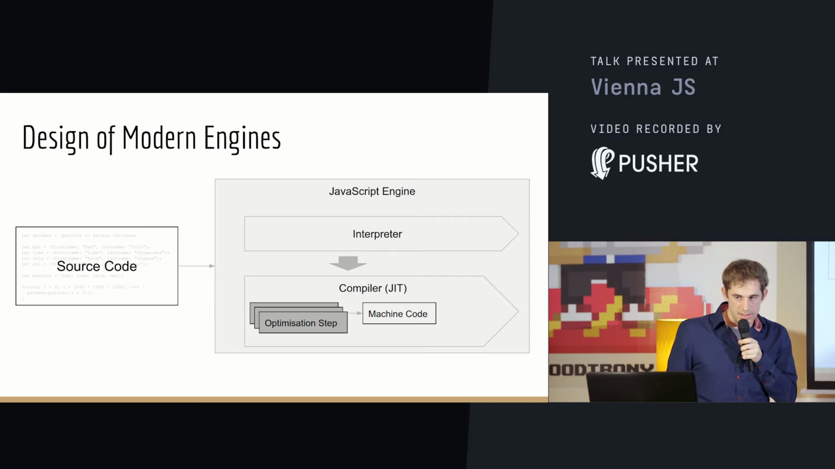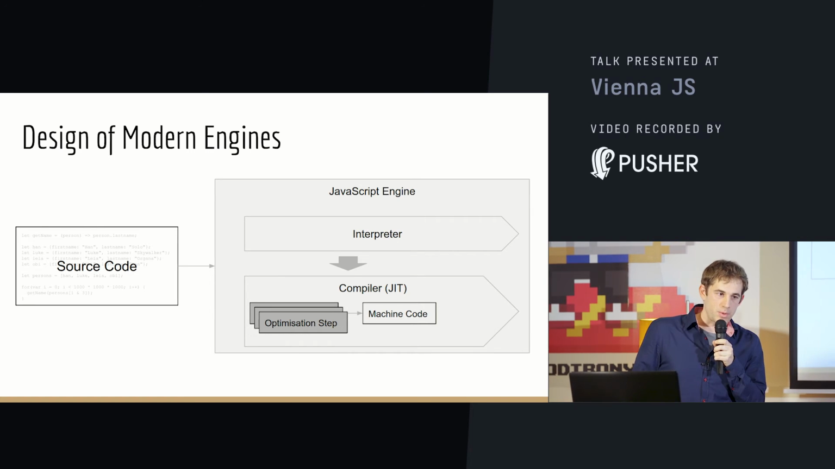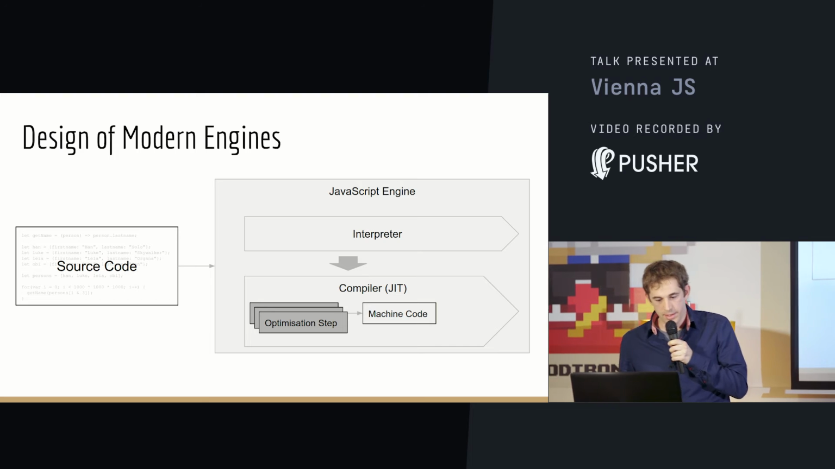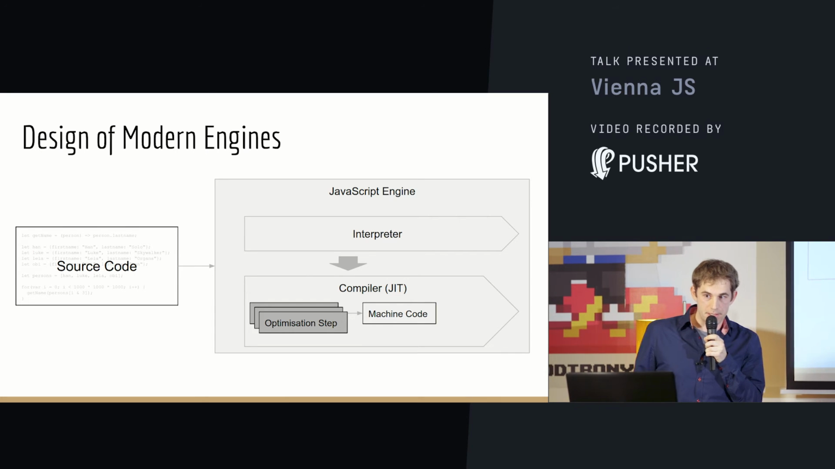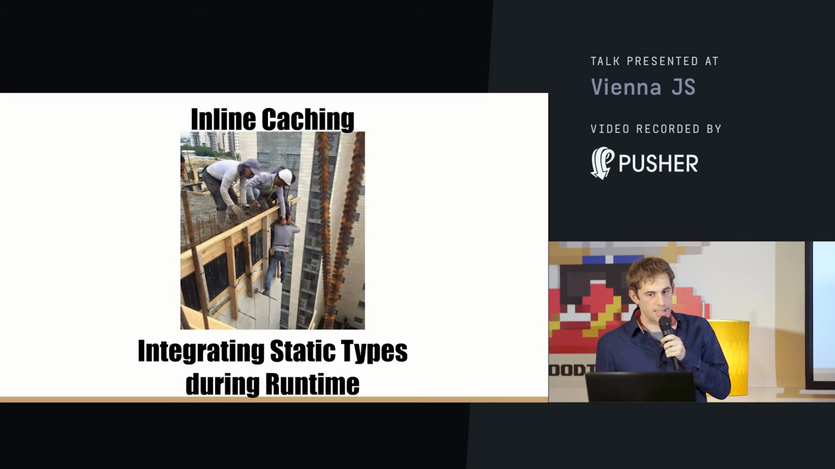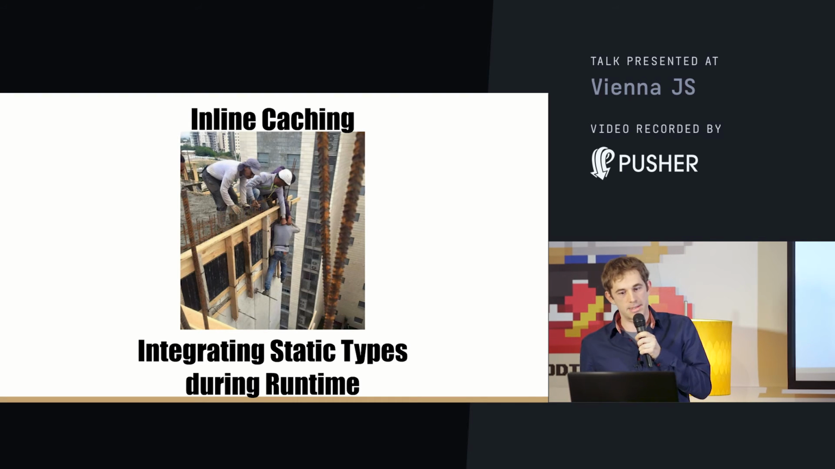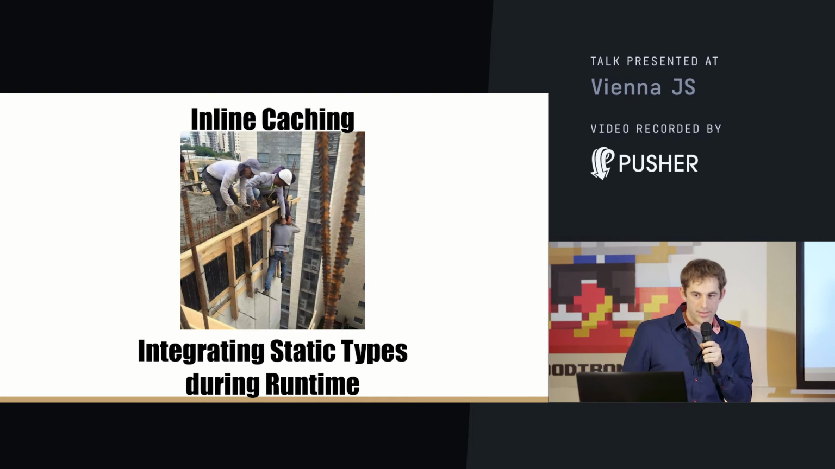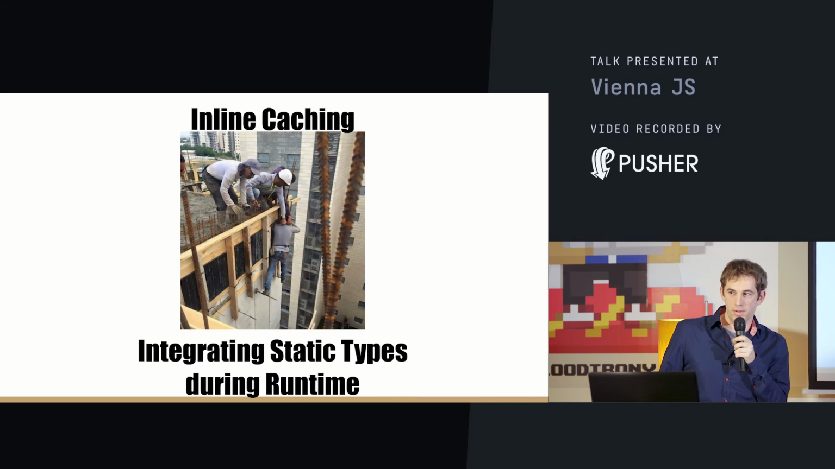And as I'm showing in this chart, there are multiple optimization steps. There is one particular optimization pattern that is very powerful, and I think that we should all know about. This optimization step is called inline caching. If I had to describe inline caching in one sentence, I would say it's actually the attempt to integrate static types during the runtime, which is quite a tough task, as you can imagine, and of course it's not very safe.